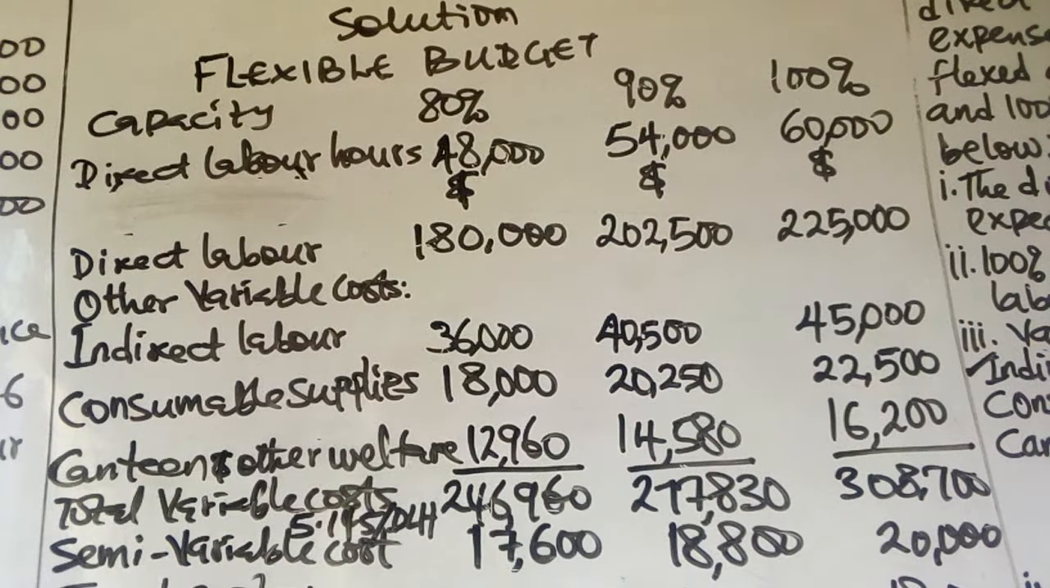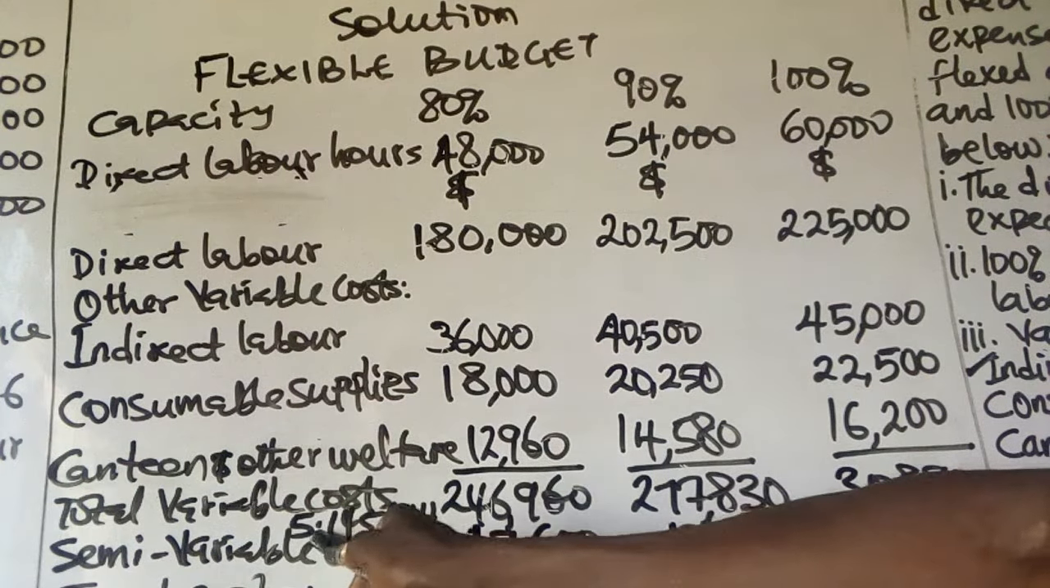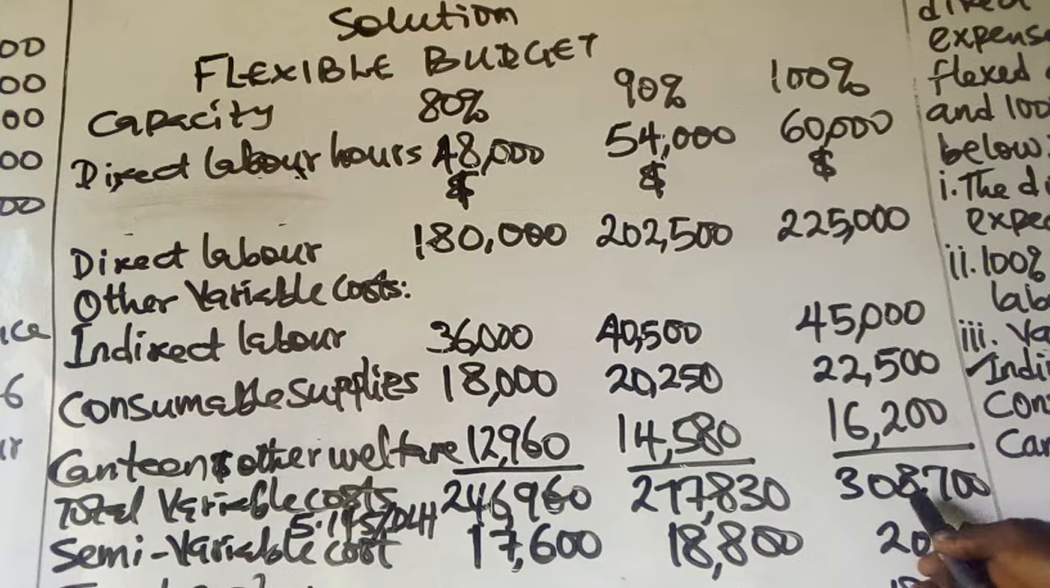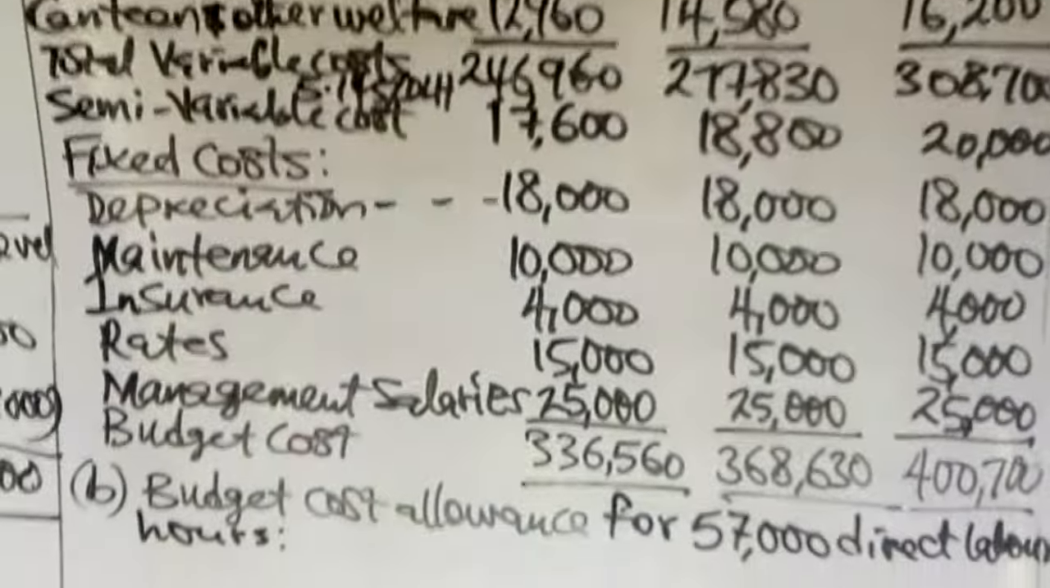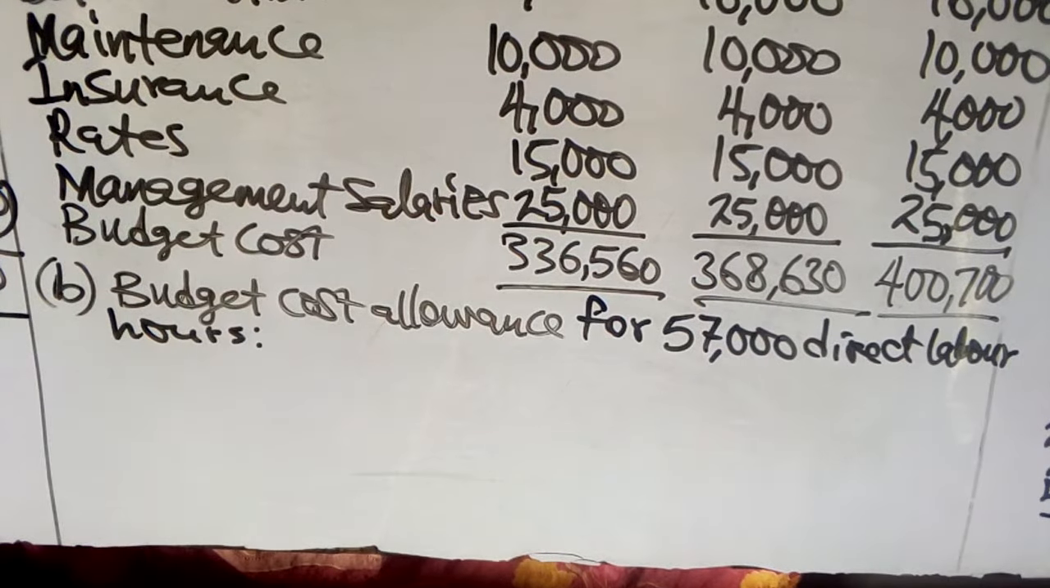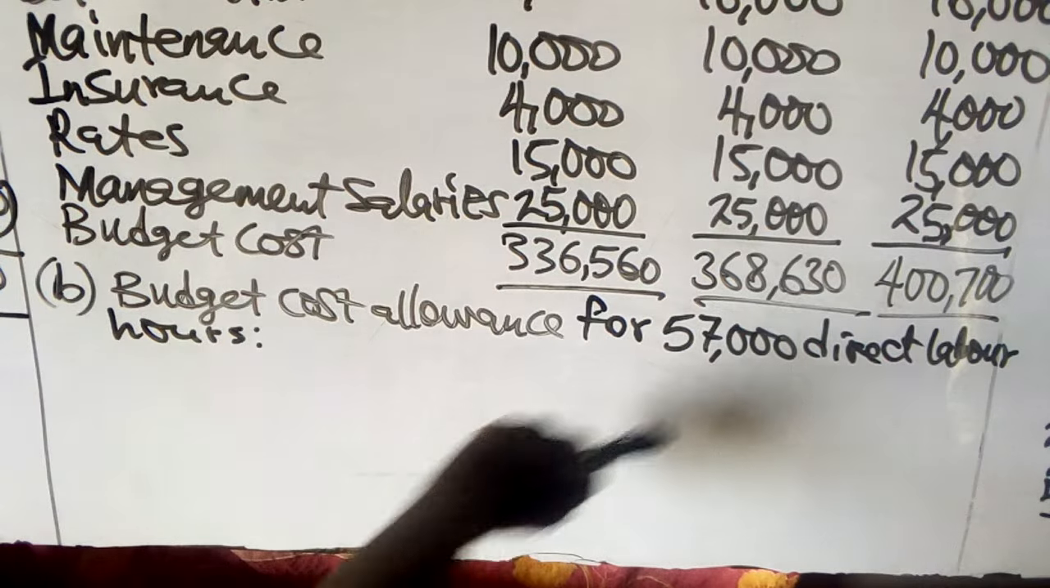If you equally take the second one, which is 277,830, divided by the direct labor hours of 54,000, that will give you 5.145, which is the same. And if you take the third one, 308,700 divided by 60,000 direct labor hours, you equally get 5.145. Meaning that the variable cost per unit is always constant. So now, you want to calculate the budget cost allowance for 57,000 direct labor hours.